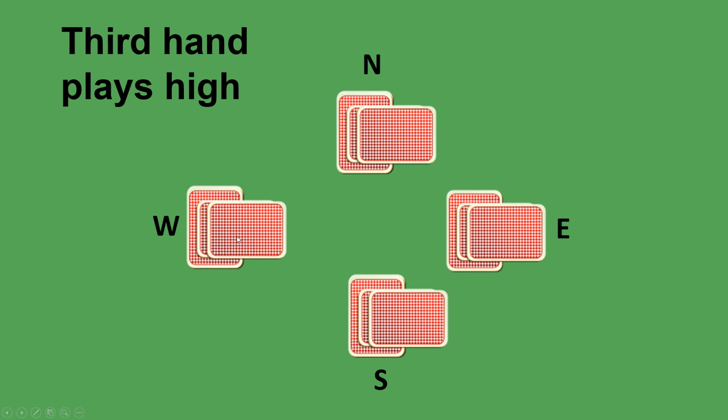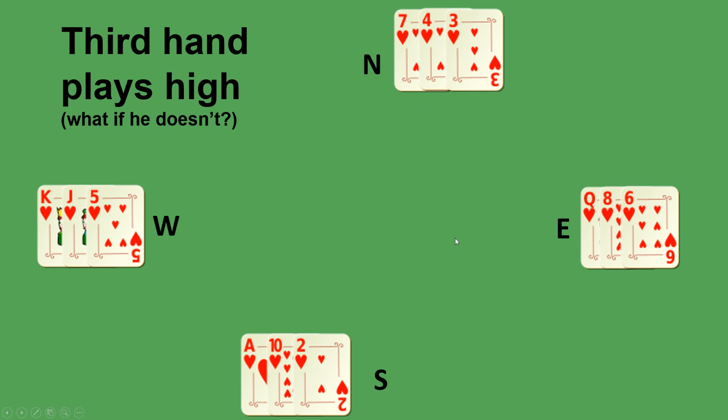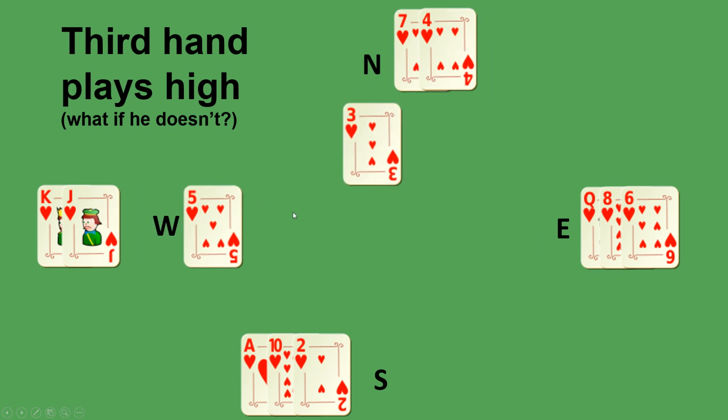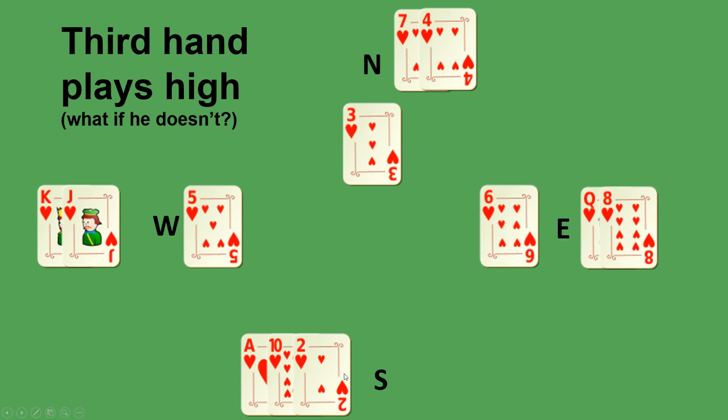I'm now going to show you what happens if East was too scared to play his queen at trick 1. If he was afraid of losing his queen. So the rule is third hand plays high, but what if he doesn't? Again, West leads the 5 of hearts, North plays a heart, East is afraid, so he plays the 6 of hearts. If you are South, which card are you going to play now?